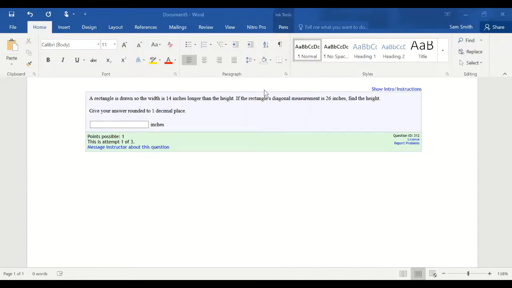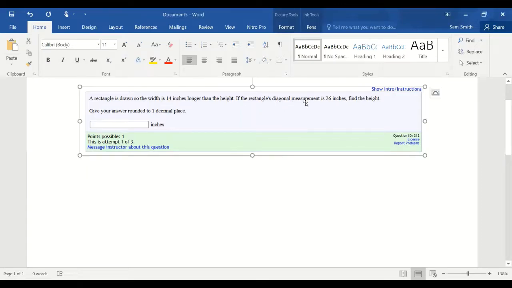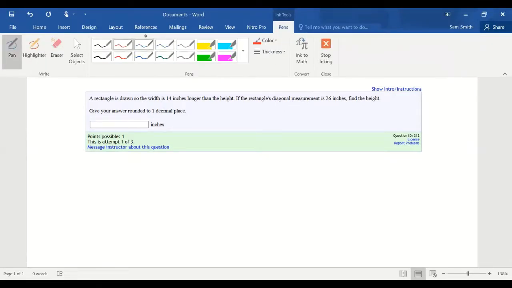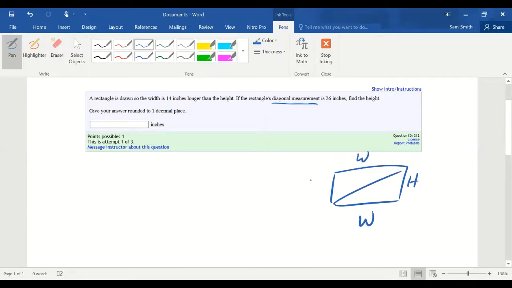Now, the thing that I recognize about this that's so much different from what we had before is that, previously, our question was telling us about the rectangle's size by way of the rectangle's area. The area is 12. But here, the rectangle's size is being described in terms of how long it is diagonally. So if I sketch this rectangle, width and height, the diagonal measurement is 26 inches.